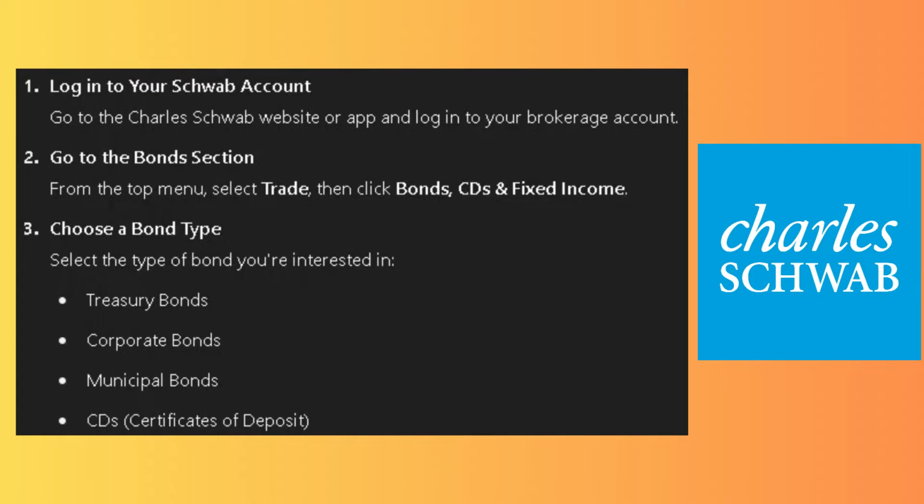Go to the bonds section. From the top menu, tap on trades, then click bonds, CDs or fixed income. Choose a bond type. Select the type of bond that you are interested in. This could be a corporate bond, a municipal bond, Treasury bonds or CD bonds, so certificate of deposit.